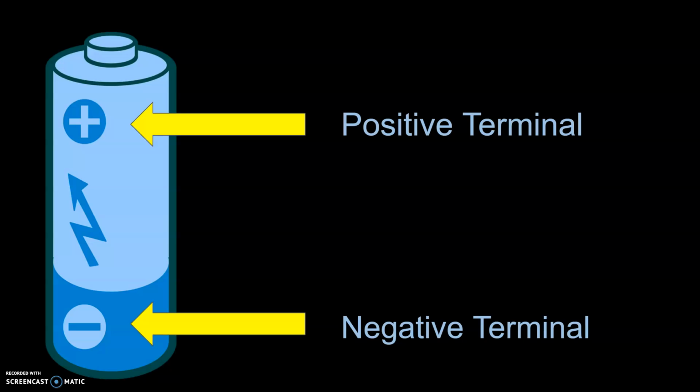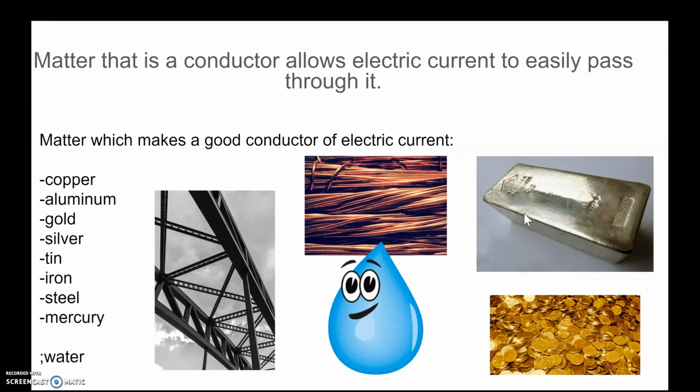And what types of matter are wires in electrical circuits usually made of? Copper or aluminum. And they're made of copper or aluminum because they are good conductors of electric current. Matter that is a conductor allows electric current to easily pass through it. The types of matter that are good conductors of electrical currents are copper, aluminum, gold, silver, tin, iron, steel, mercury, and water.